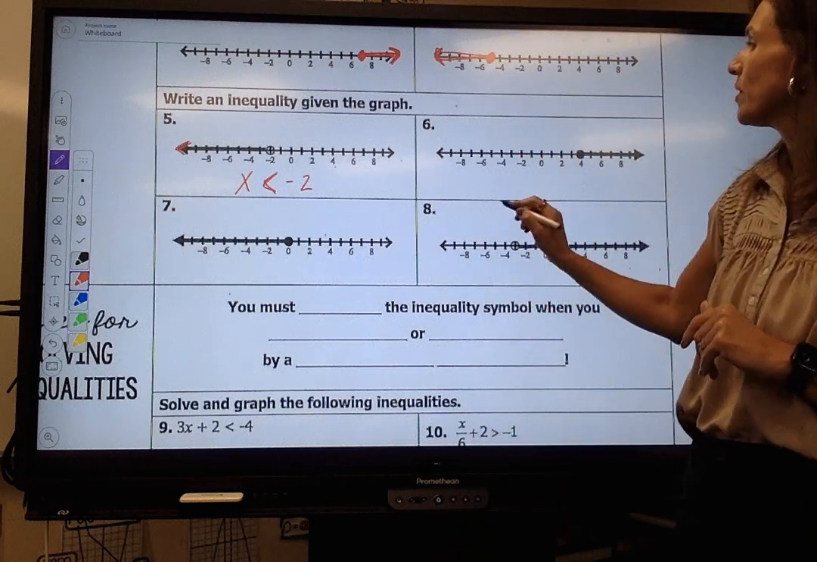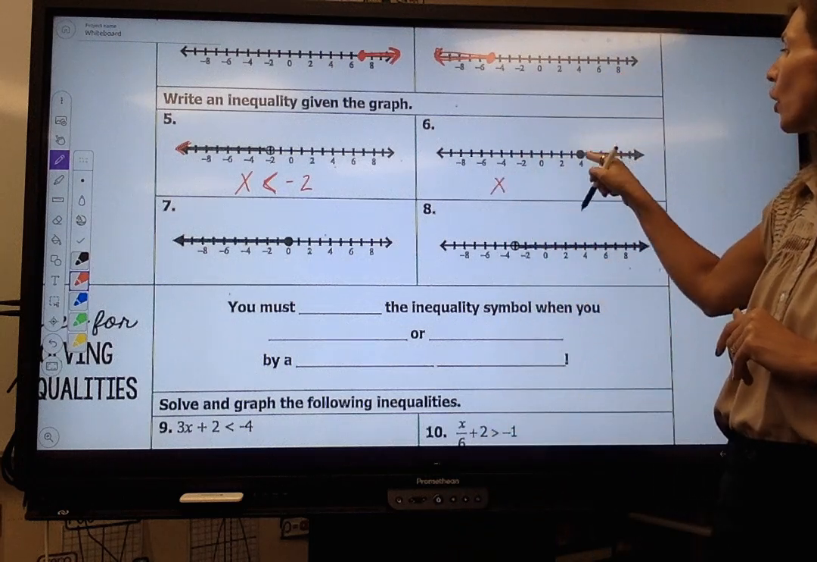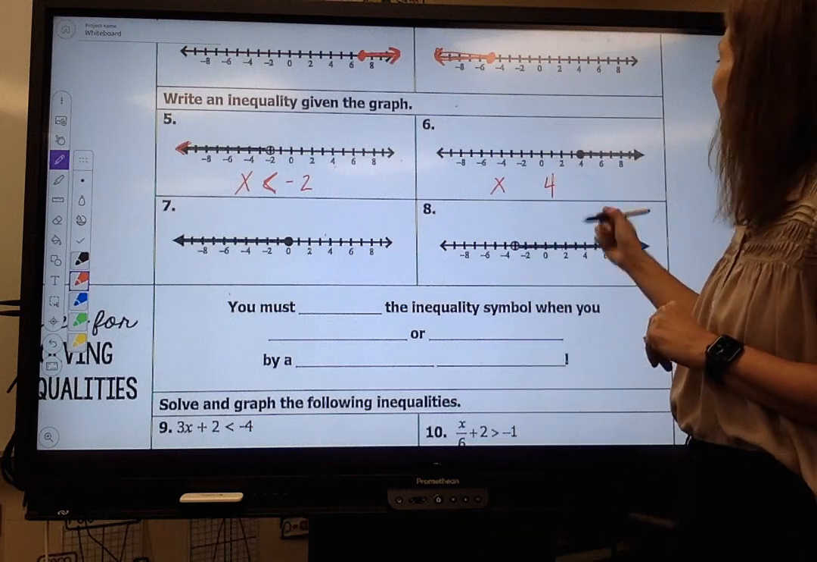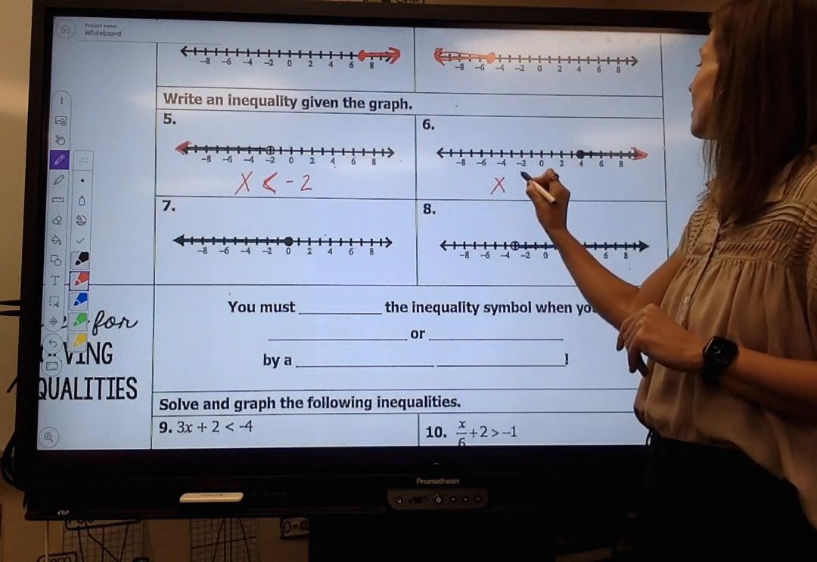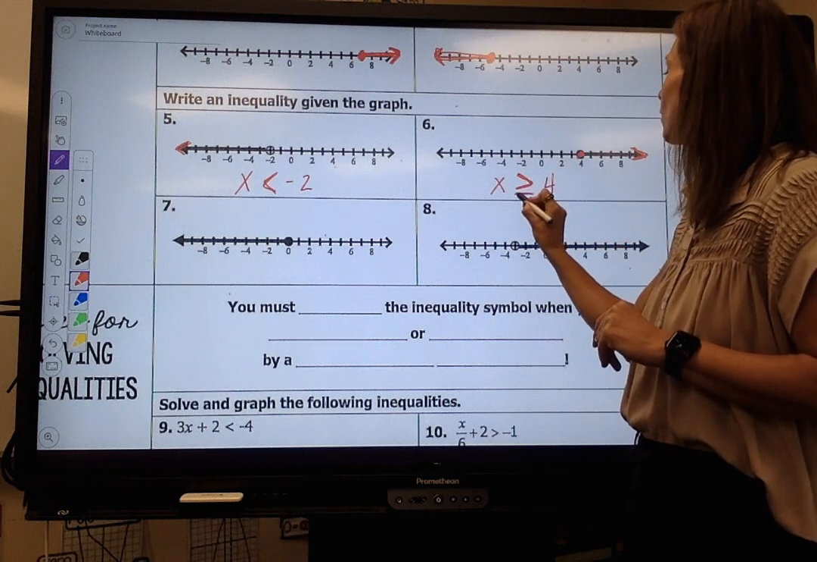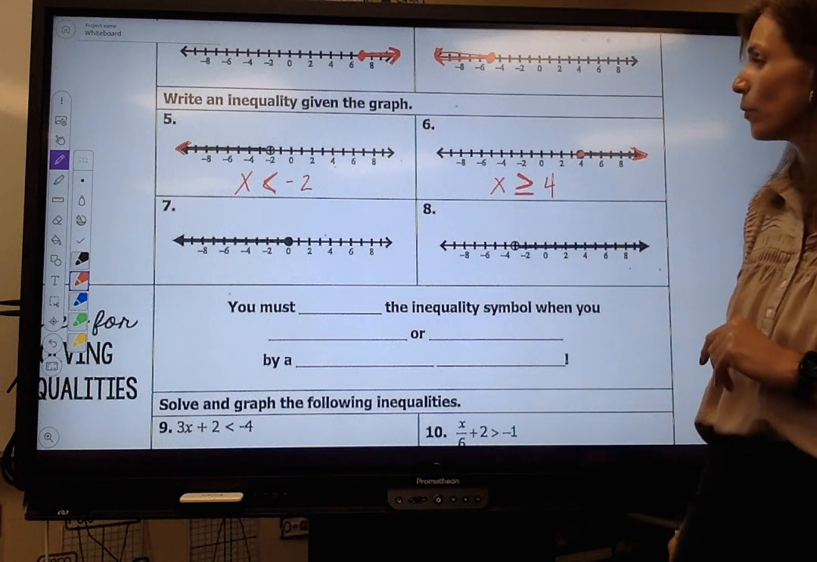Okay? Number 6, I'm using the variable x. My target number is 4. Is it equal to? Yes, it is. And it's greater than. So it matches this arrow, and the more ink you have here, the more ink you have here. So x is greater than or equal to 4.